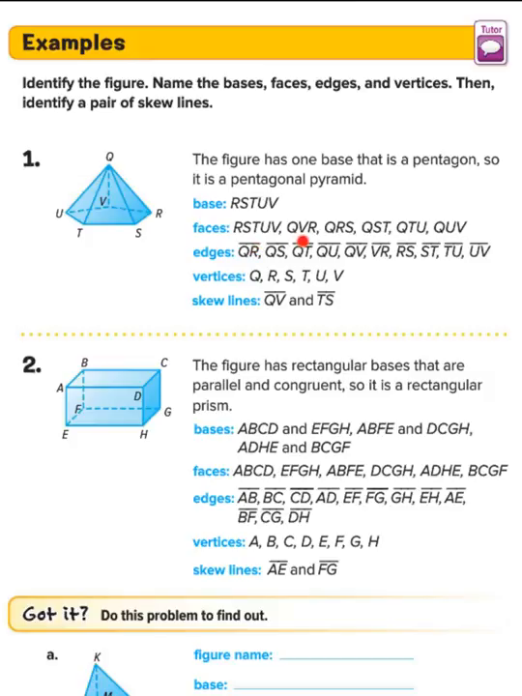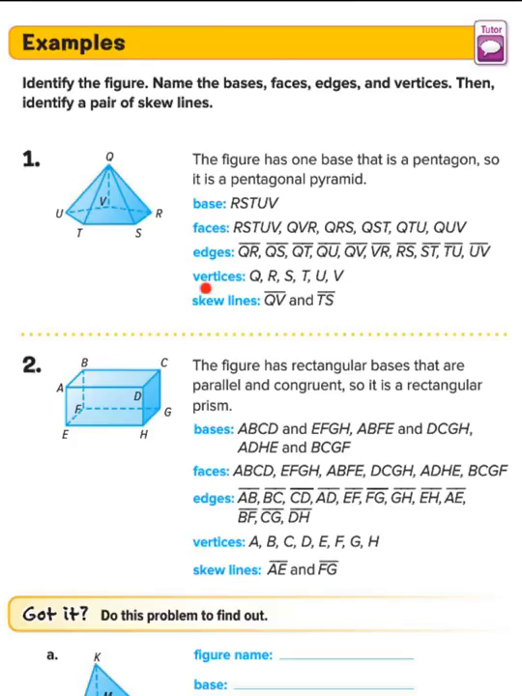And then we have QVR, QRS, this side right here, this triangle. Then QST, right there in the front. QTU, right there on the side. And then QUV over there. Okay, so clearly we have 5. Since we have 5 sides to a pentagon, we have 5 triangles that meet at the vertex Q.